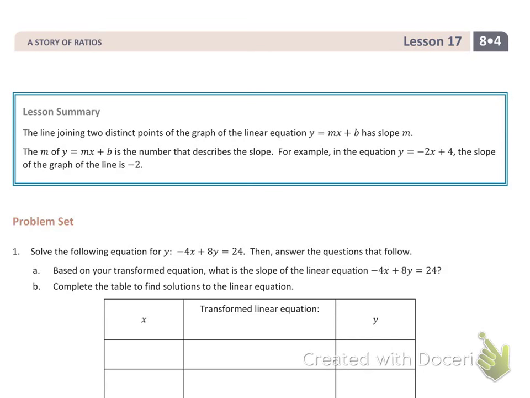All right, let's summarize this lesson. So what we saw in this lesson was that the line joining any 2 points of the graph of a linear equation of y equals mx plus b has slope m. And the m of y equals mx plus b is the number that describes the slope. Let's always remember the coefficient of the x term. So as we saw in the exercises, if we have an equation in that form, the slope is the coefficient of the x term. So in this y equals negative 2x plus 4, the slope is negative 2.